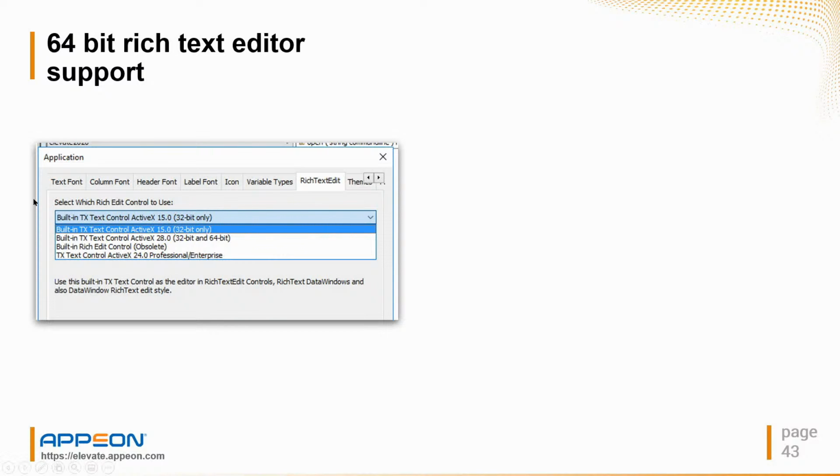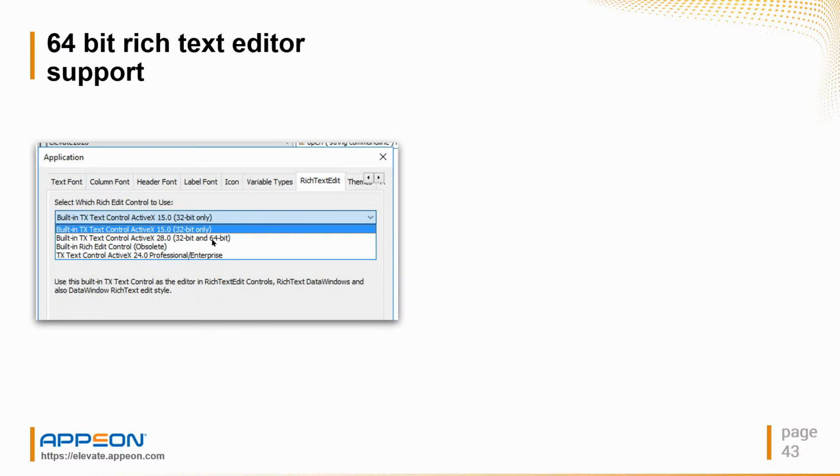But the difference now is that there is the built-in TX Text Control ActiveX 15 rather than 14 for use for 32-bit only, but there's also another option now for the built-in TX Text Control ActiveX 28 for 32-bit and 64-bit. Now this is something new. This is something that TX Text Control only introduced in March or so, a 64-bit version of the ActiveX control that PowerBuilder is OEMing. So now you can use TX Text Control, and it can be used in both the 32 and 64-bit environment.